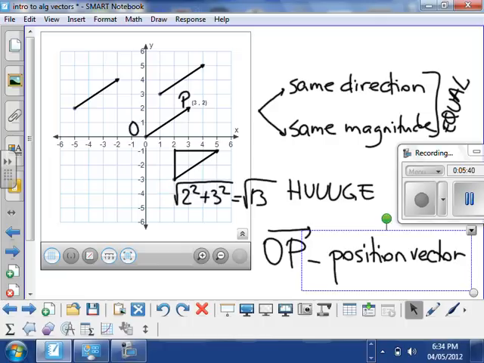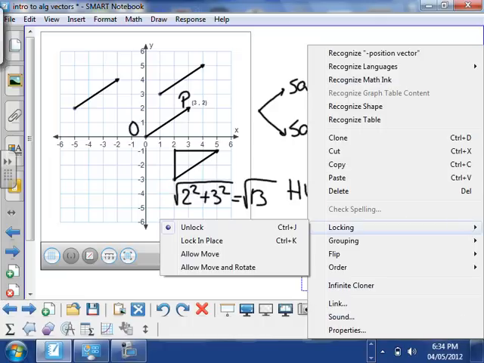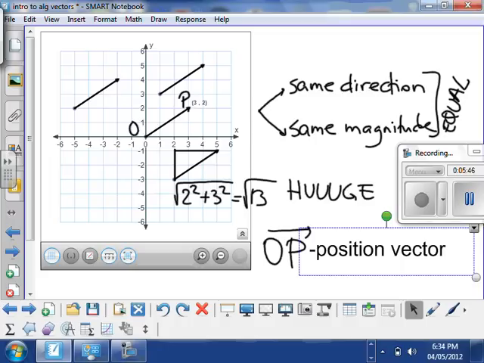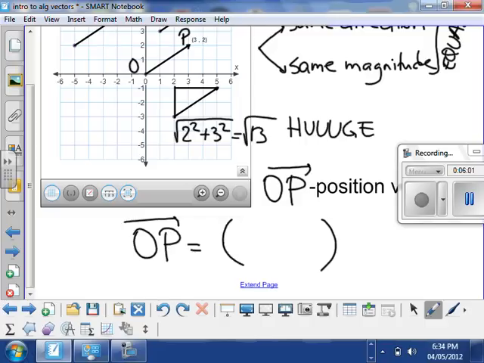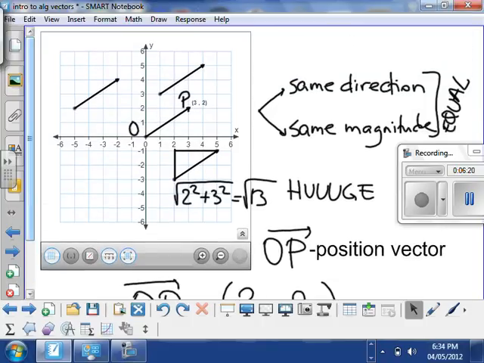What is special about this vector is that it starts from the origin. Now, the notation I'm going to use for this vector is OP, and I'm going to define this position vector using the x and y coordinates of point P. So, vector OP is defined as (3, 2). This is the way I will define vectors in 2D.